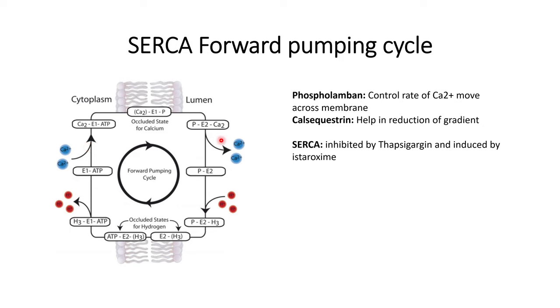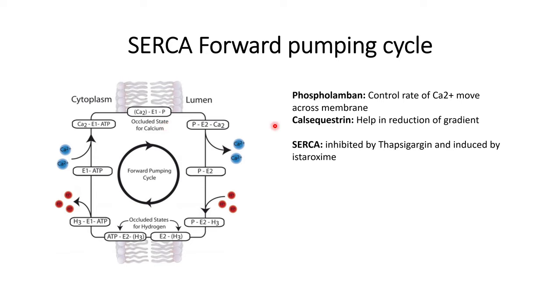There are a few other points that we need to understand that affect this SERCA cycle. One of them is phospholamban. When phospholamban binds to the SERCA protein, it makes the SERCA protein less effective than it is when it is free from phospholamban. So it helps in controlling the rate of Ca2 plus movement across the sarcoplasmic membrane.